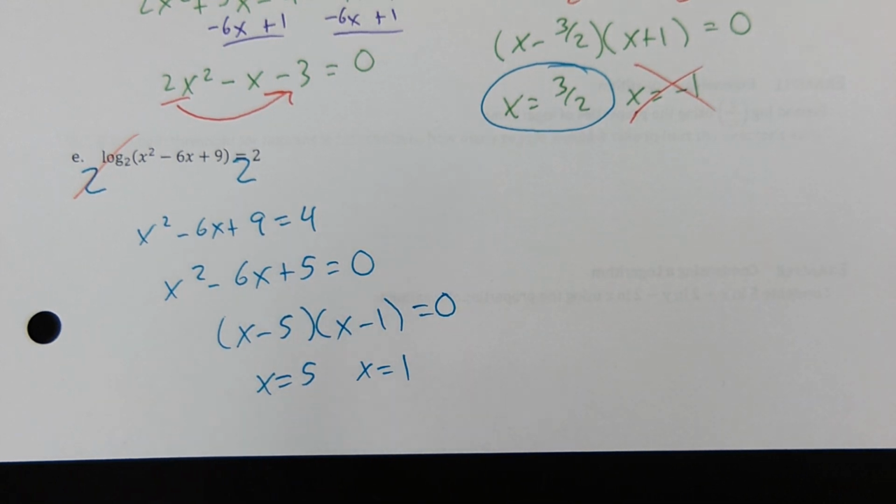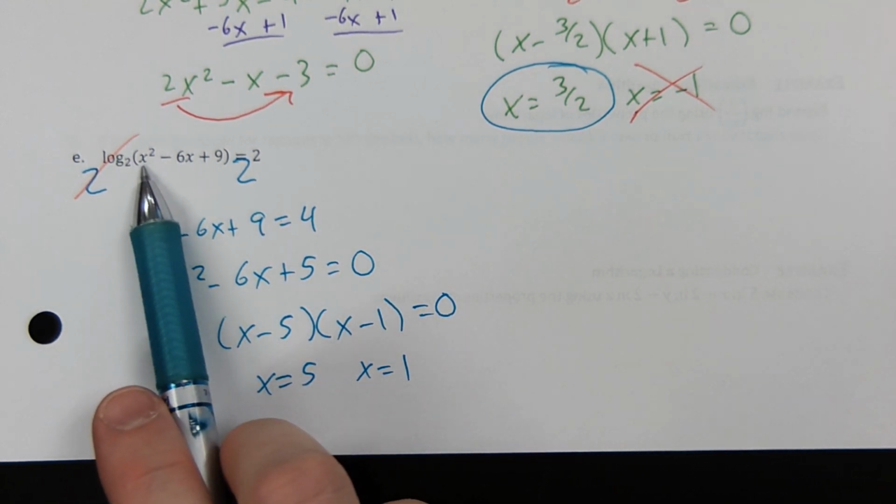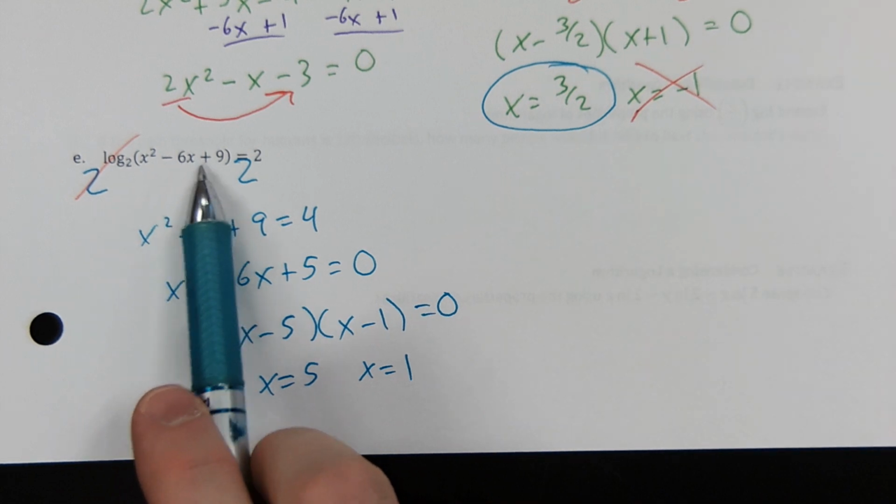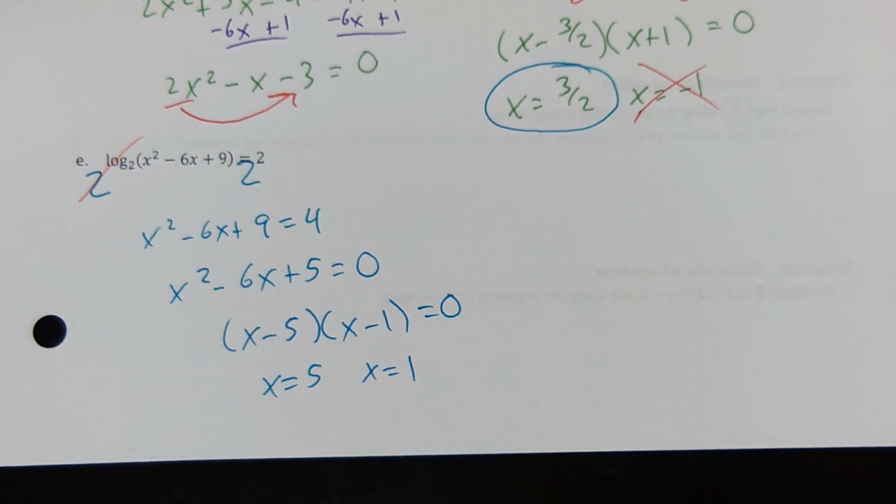Let's see if 5 works. 25 minus 30 is negative 5. Oh, but negative 5 plus 9 also works. So we're in good shape. This one does have two solutions. There you go. They both work. How about that?